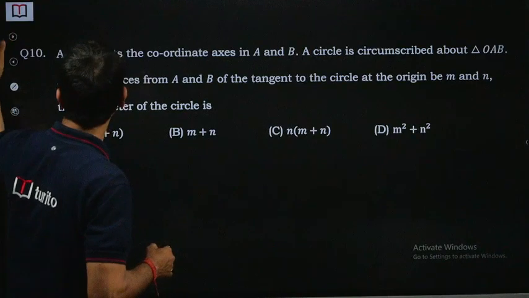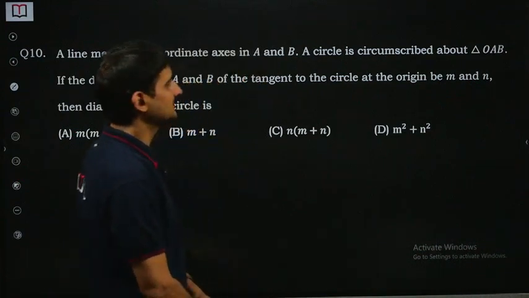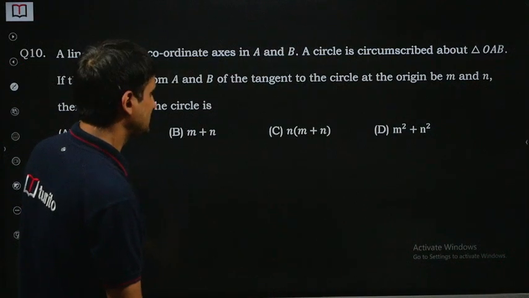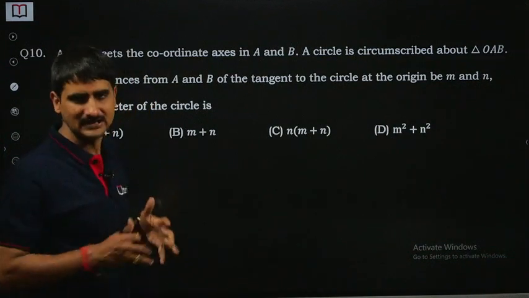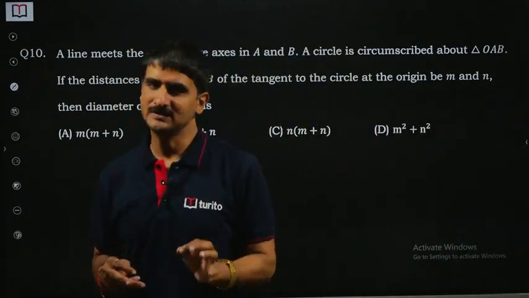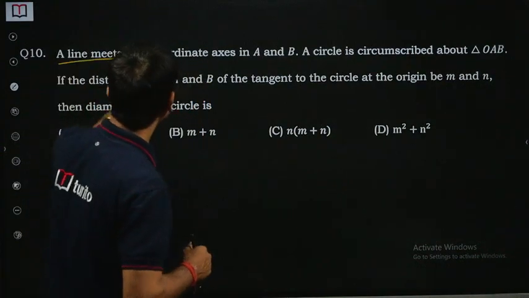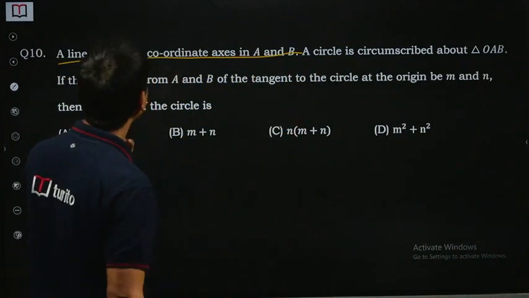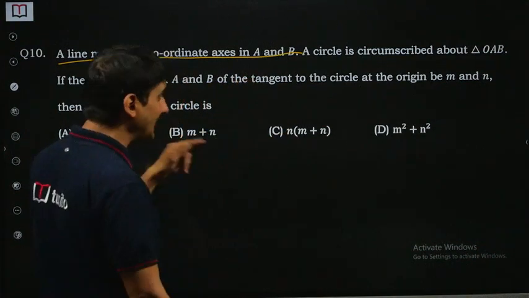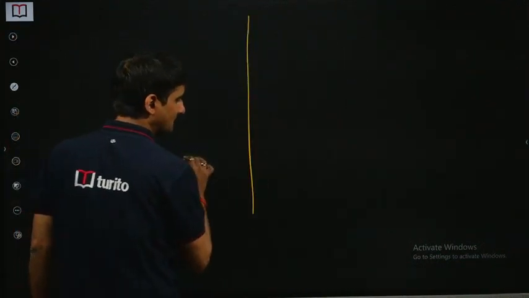Now moving to the last question. A line meets the coordinate axes at A and B, and a circle is circumscribed about triangle OAB. The distance from A and B to the tangent to the circle at the origin are M and N. Of course it's not given, but in every question they will mention in the examination, O has to be the origin. So I'll take it, because a line meets the coordinate axes at A and B, O has to be the origin. We have to find the diameter of the circle, so that's the situation.